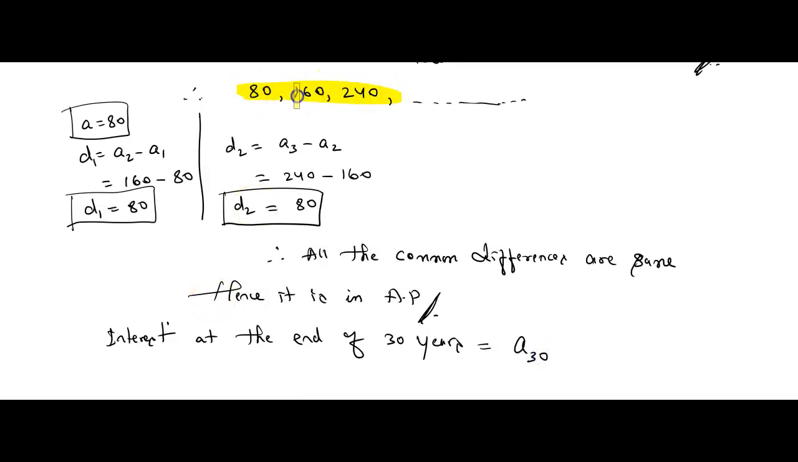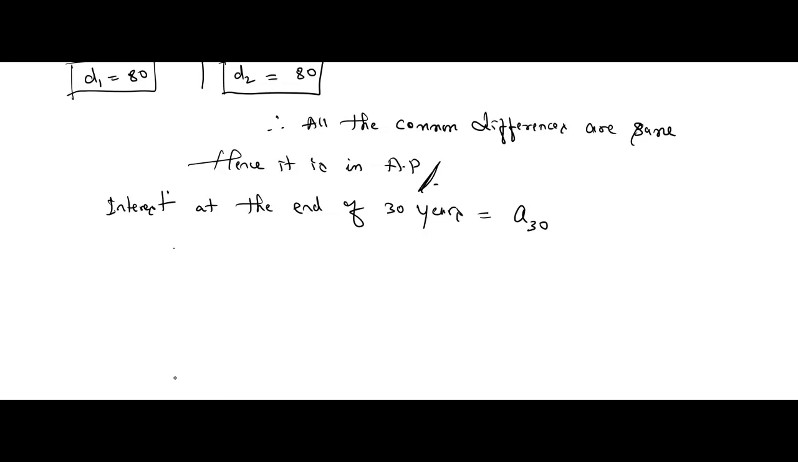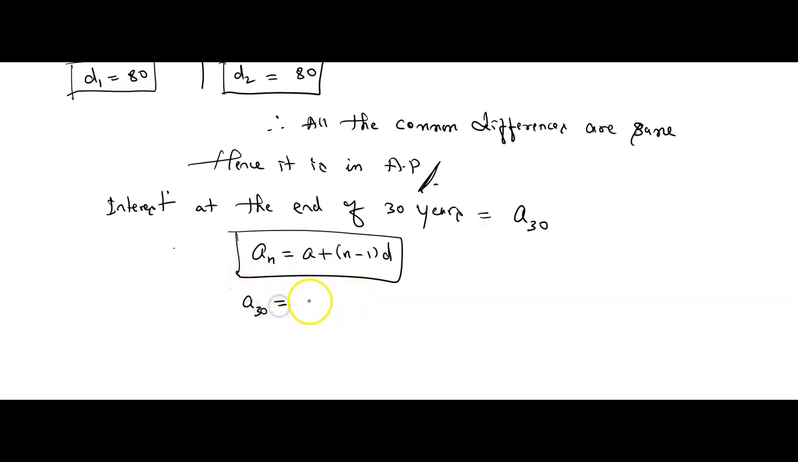This is first year 80, second year 160, third year 240. Here in the place of 30th year, what is the value they are asking? So if you want to calculate at the end of 30th year, how much will be the interest? A30 can be written in AN form. AN is equals to A plus N minus 1 into D. We are calculating at the end of 30th year, that is A30 is equals to A plus 29D. So what is the first term? Just now we calculated 80, and common difference is 80. Then it is 80 plus 29 into 80.